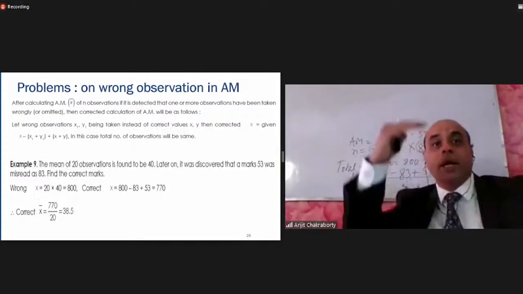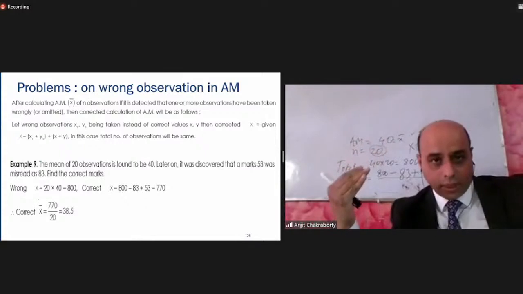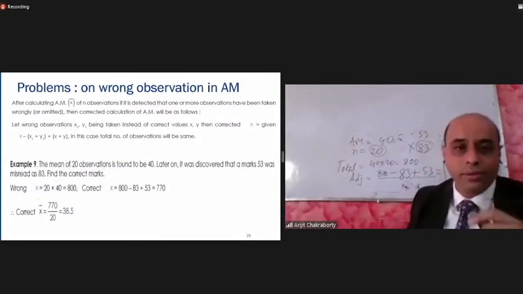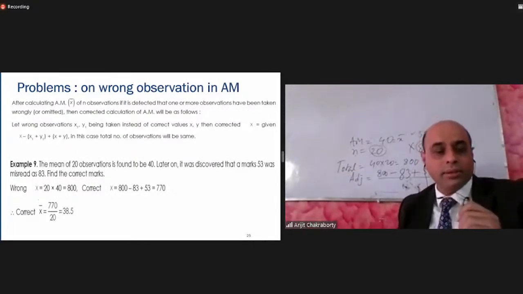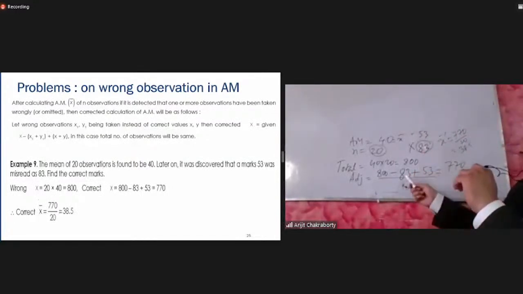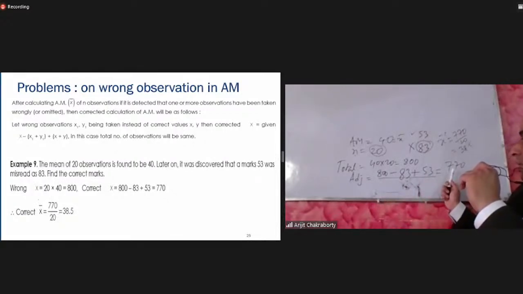That means it has been added 2 more. I mean, it has been over and above the correct marks. So extra marks have got added. He actually got 53, but the marks have appeared as 83. So first you need to deduct that wrong mark. From 800, we are deducting the wrong value 83, and then we are adding the right value 53. So the adjustment is 800 minus 83 plus 53, which gives us 770.